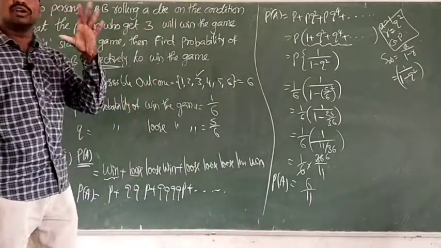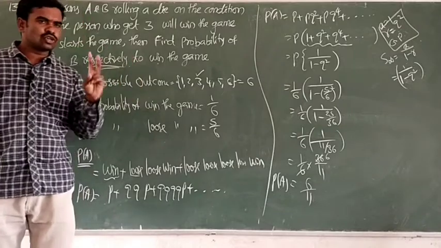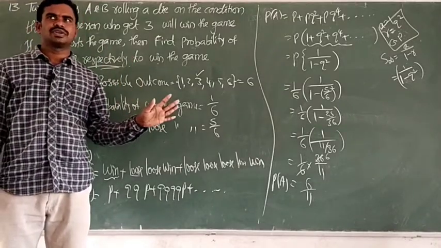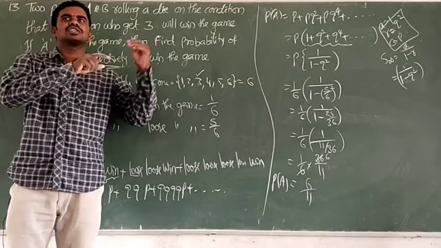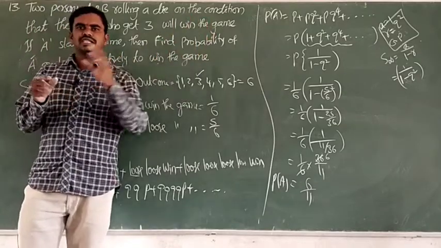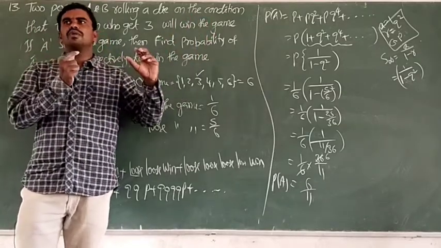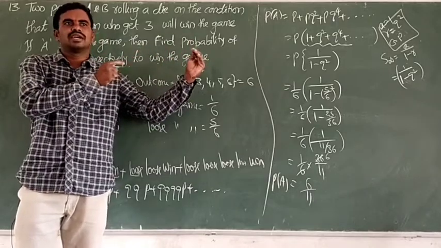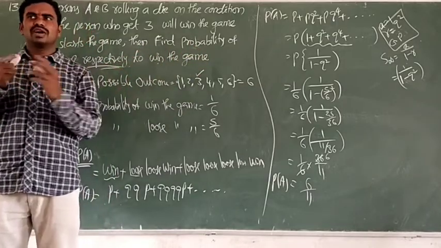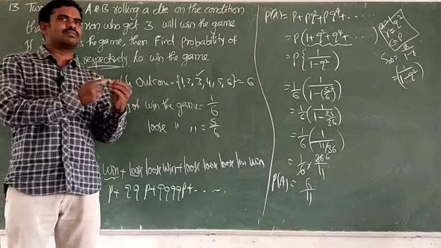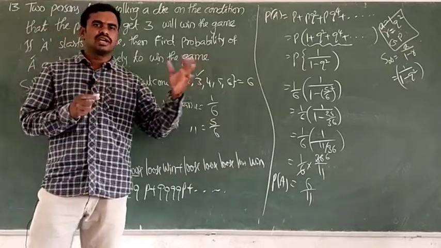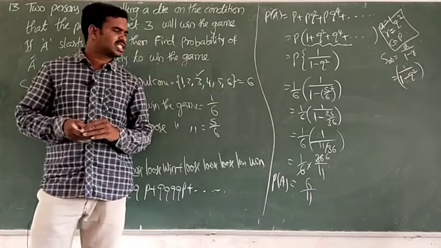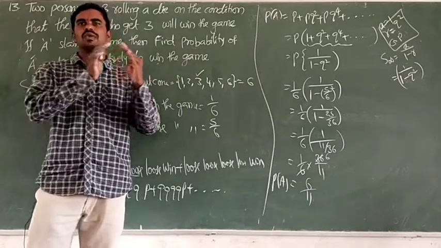Very simple. There are only 2 persons playing the game. So the probability of the first person and the probability of the second person must be equal to 1, because the sum of probabilities is 1. Here what are the probabilities? One is the probability of A, one is the probability of B. Only 2 probabilities are there. So probability of A plus probability of B is equal to 1. In the next chapter, random variables, you can see this statement: sum of all probabilities is 1.